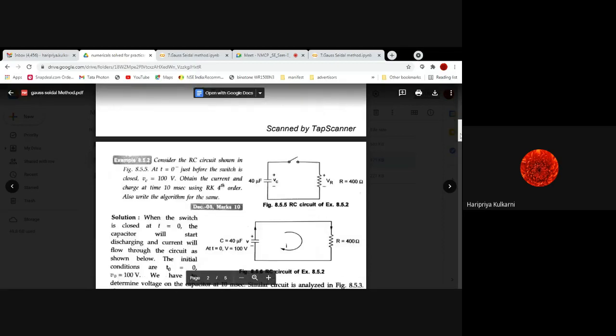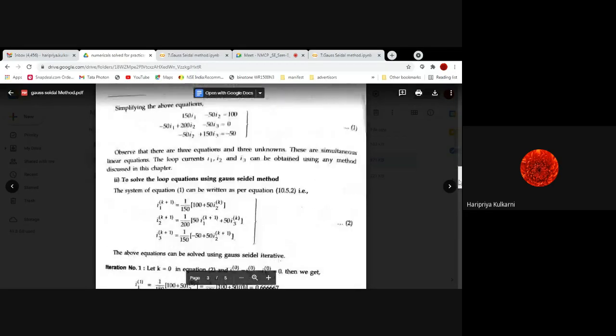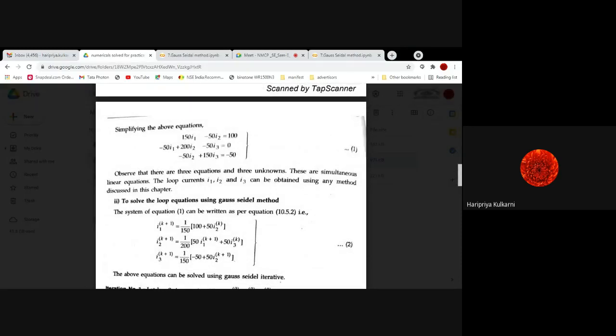So for loop 1, loop 2, loop 3, we will apply the KVL and find the three equations. Now we will put the values of V1, V2, R1, R2, R3, R4, R5 so that we get three equations in the form of I1, I2, I3. These are the three equations. In the first loop, there is no I3, so the equation will have I1, I2 only. In the second loop, all three currents are there. And in the third loop, I1 won't be there, so only I2, I3 will be there. So these are the three equations.